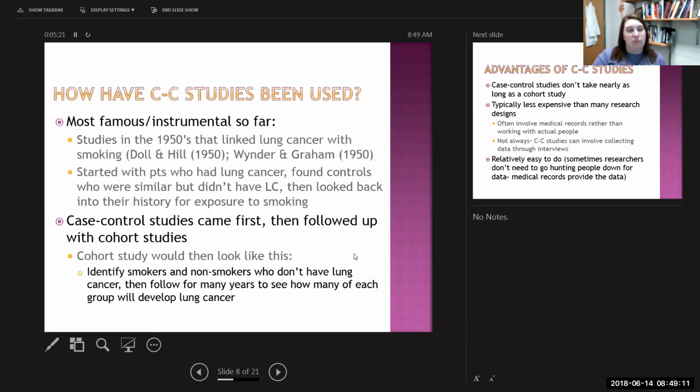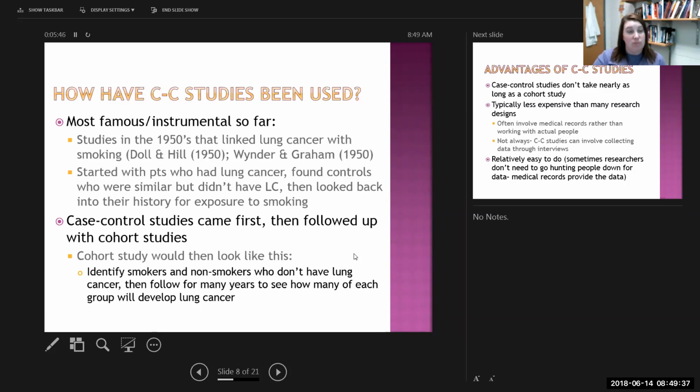So how have these studies been used? One of the more famous ones was a study done in the 1950s that linked lung cancer with smoking. As we were able to make those correlations and inform the public of that, that was the beginning of those anti-smoking campaigns and us as healthcare providers really recognizing that there is a strong linkage.